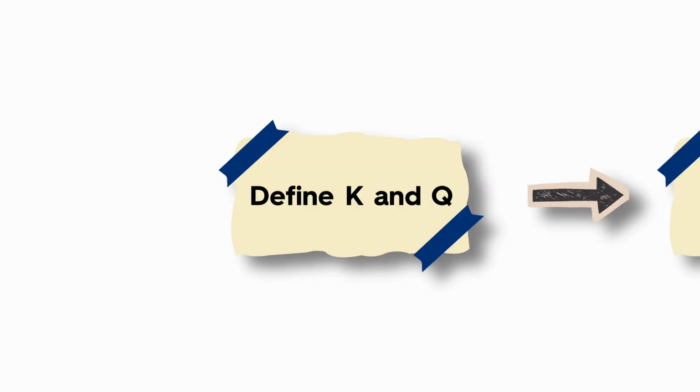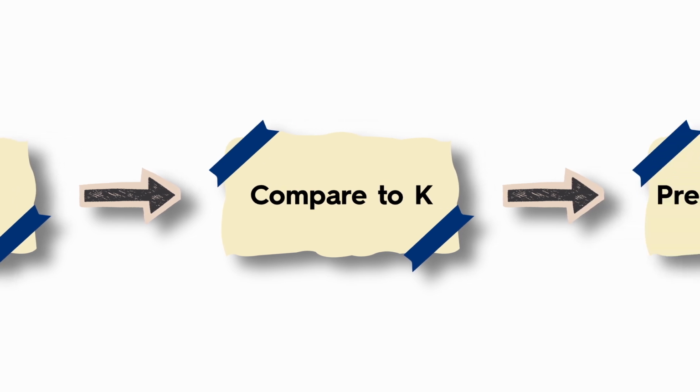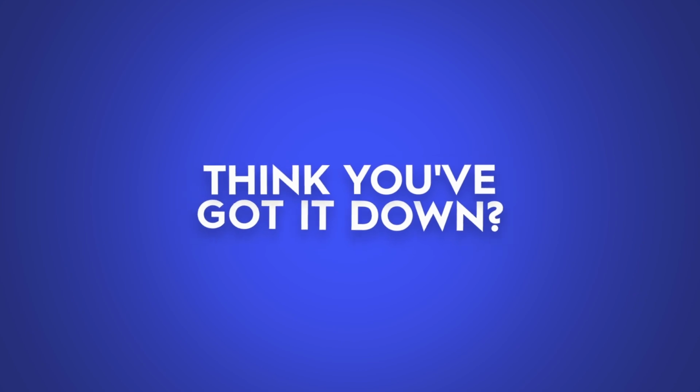So far, you can define K and Q, compute Q from a snapshot, compare it to K, and predict which way the system moves. Think you've got it down?